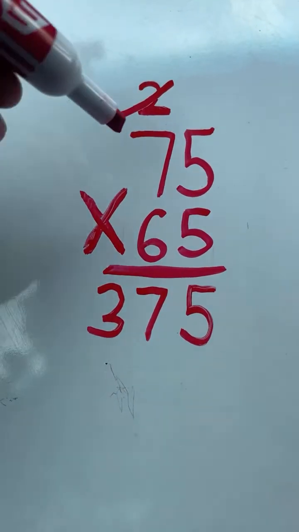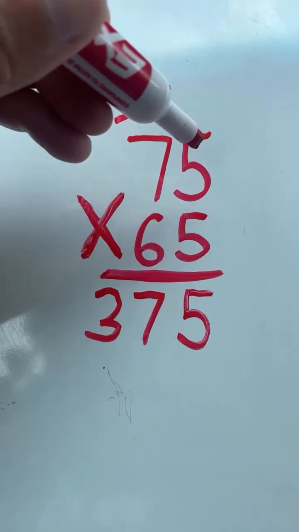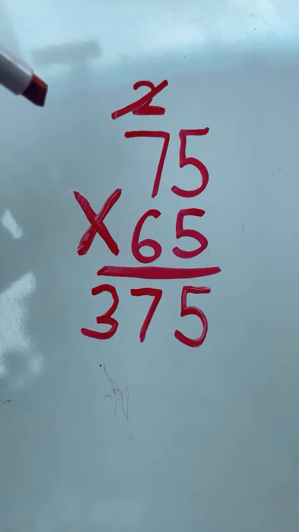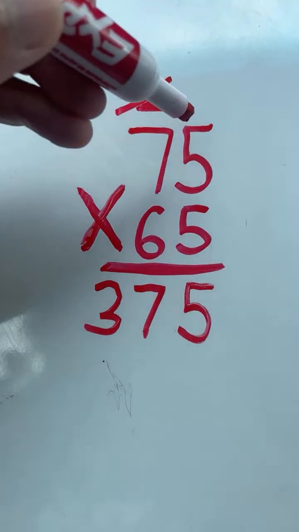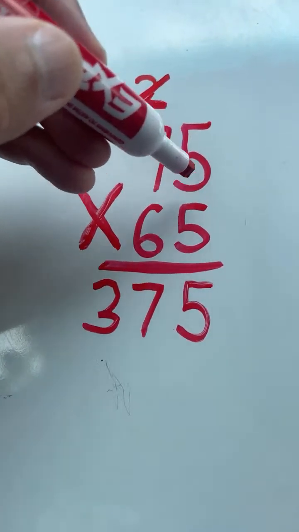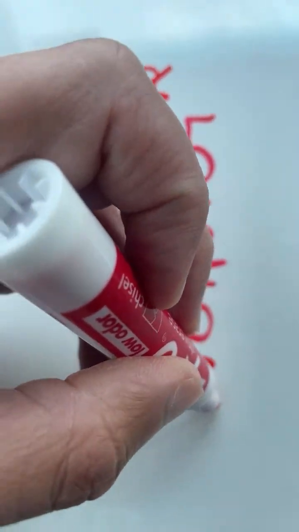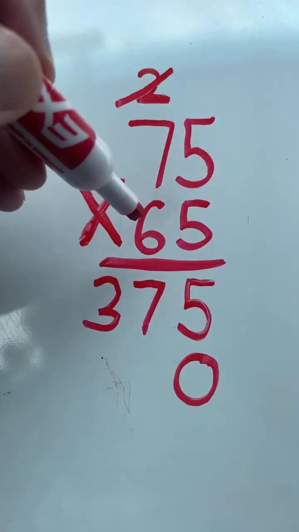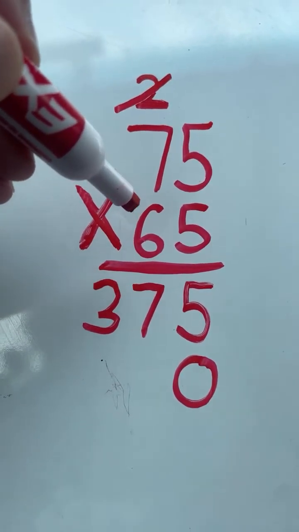Next, we got to multiply the top 2 digits by the bottom digit in the tens place. Now before we do that, this is very important, we have to put a 0 in the ones place since both digits in the ones place have already been multiplied. So next we're going to multiply 5 times 6. 5 times 6 equals 30.